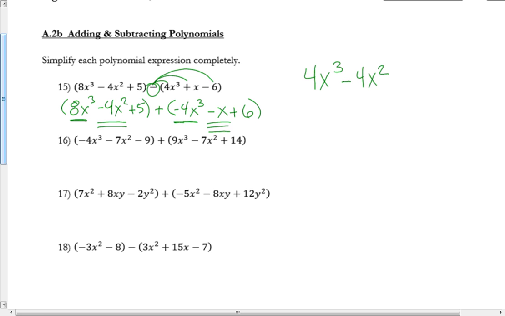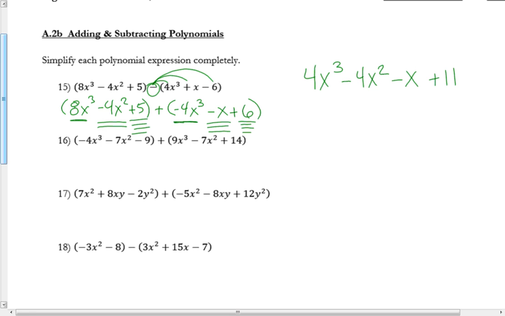I've got a negative x. Once again, nothing to combine with that, so it simply gets brought over to our answer. And then finally, I have my constants, my numbers without a variable. I've got a 5 and a 6, both positive. They're going to combine to give me positive 11.